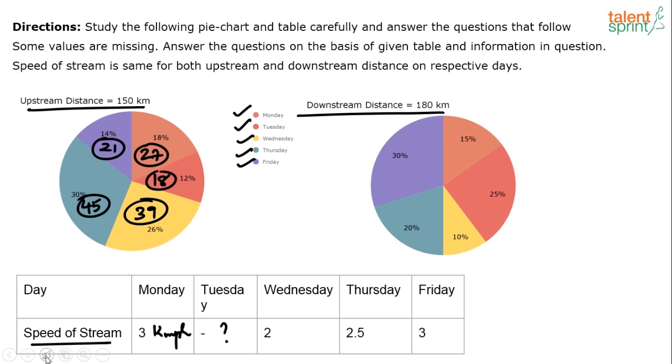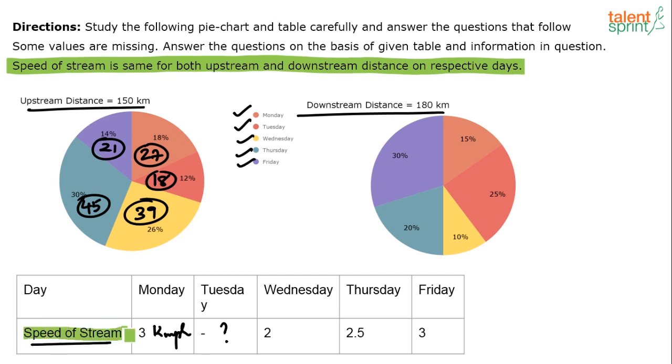And I think one very important data point given in the question here is that speed of the stream is same for both upstream and downstream distance on respective days. The green highlight here, right? So on Monday, the speed of the stream was 3 kilometers per hour for both upstream case as well as downstream case. On Thursday, the speed of the stream was 2.5 kilometers per hour. Whether it is upstream or downstream, the speed should be considered as 2.5 kilometers per hour. Okay. So I think that's about the data we have.